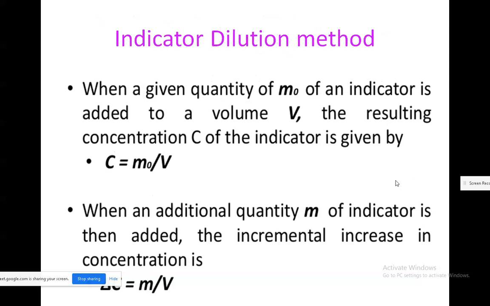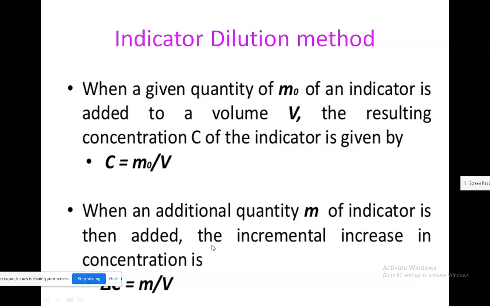When a given quantity m naught of an indicator is added to a volume V, the resulting concentration C of the indicator is given by this. This is nothing but m naught quantity of indicator added to the volume V of blood. So after diluting the indicator completely with your blood, the resulting concentration of indicator will be taken as capital C.